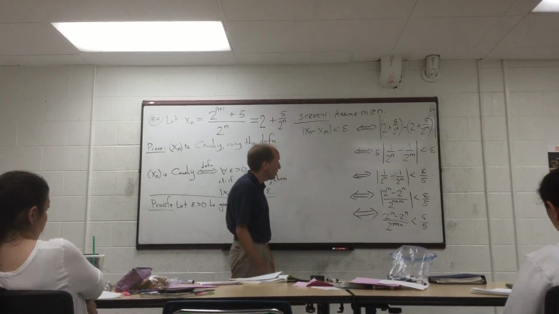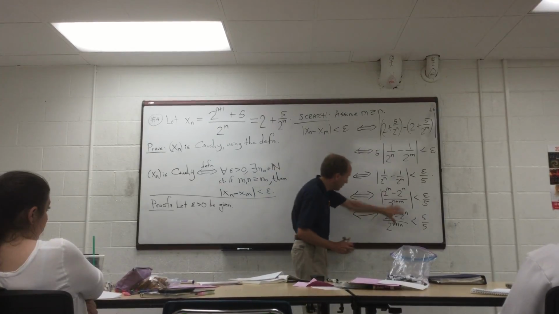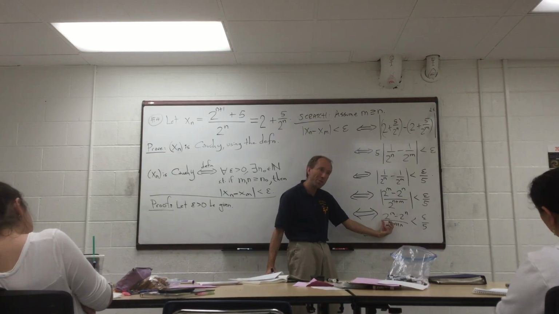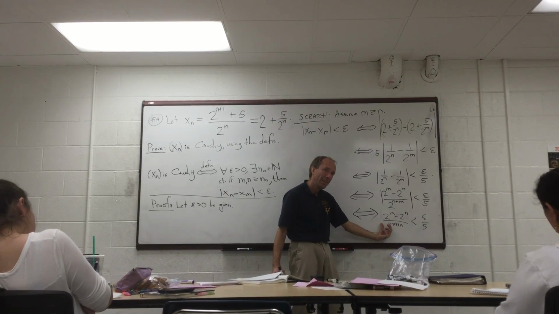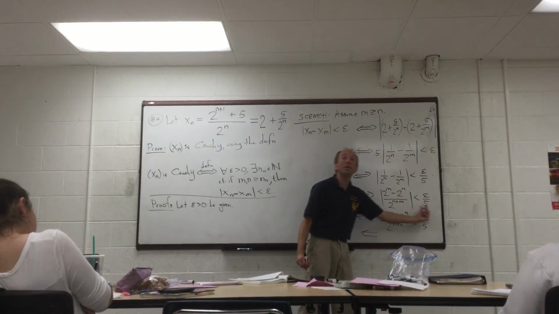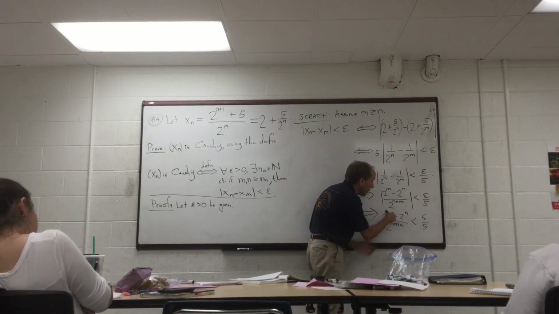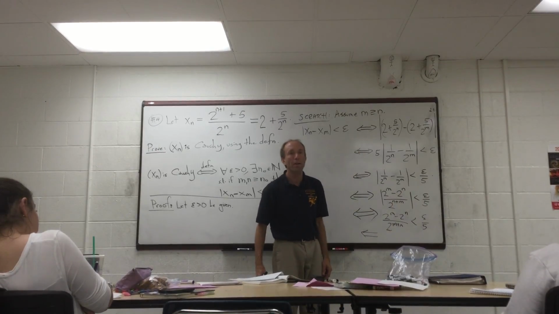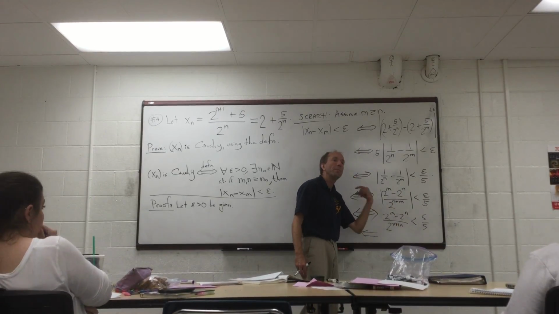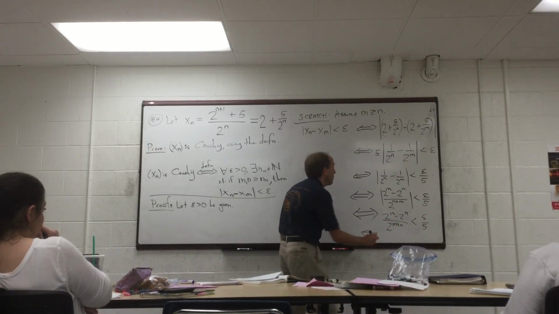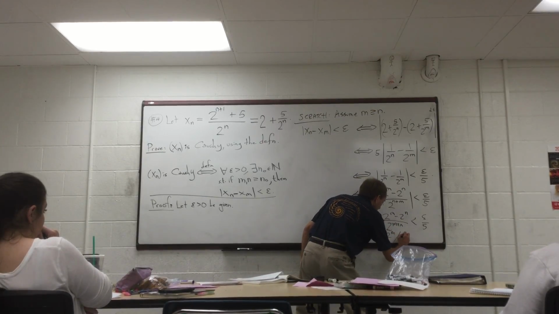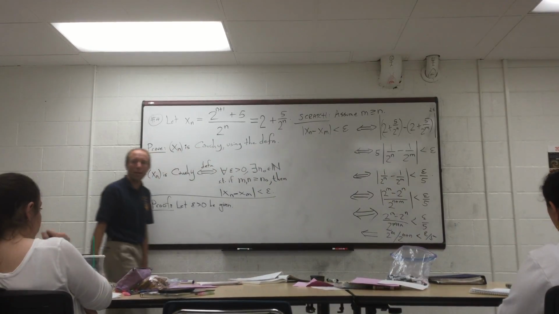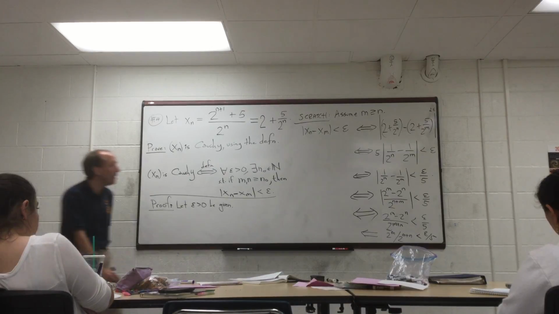Okay. Now, if I can find something bigger than the left side that is less than epsilon over 5, then this will be less than epsilon over 5. So can you give me something bigger than this that's simpler? 2 to the n divided by 2 to the m. That's it. Just drop the minus 2 to the n. You don't need it at all, right?